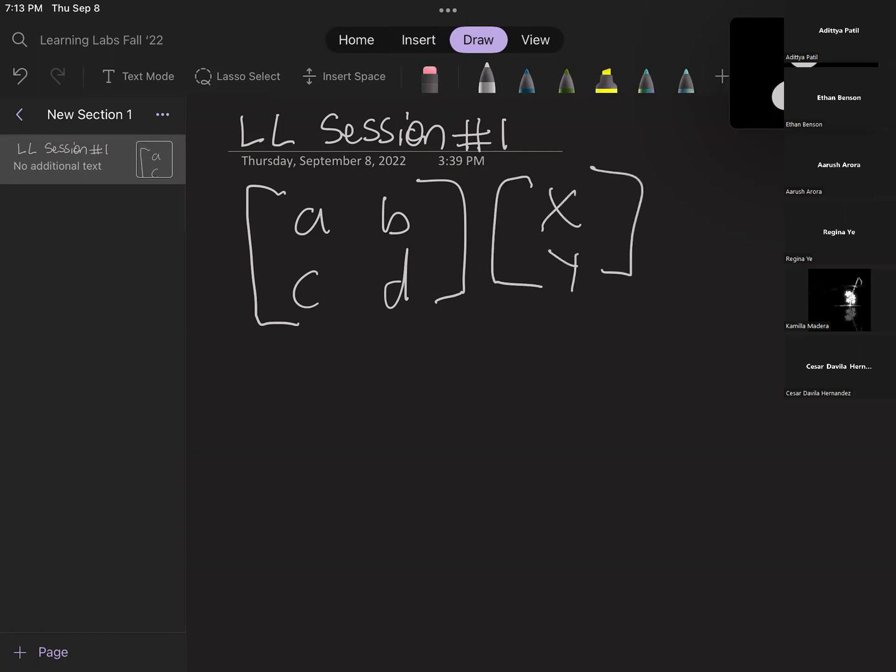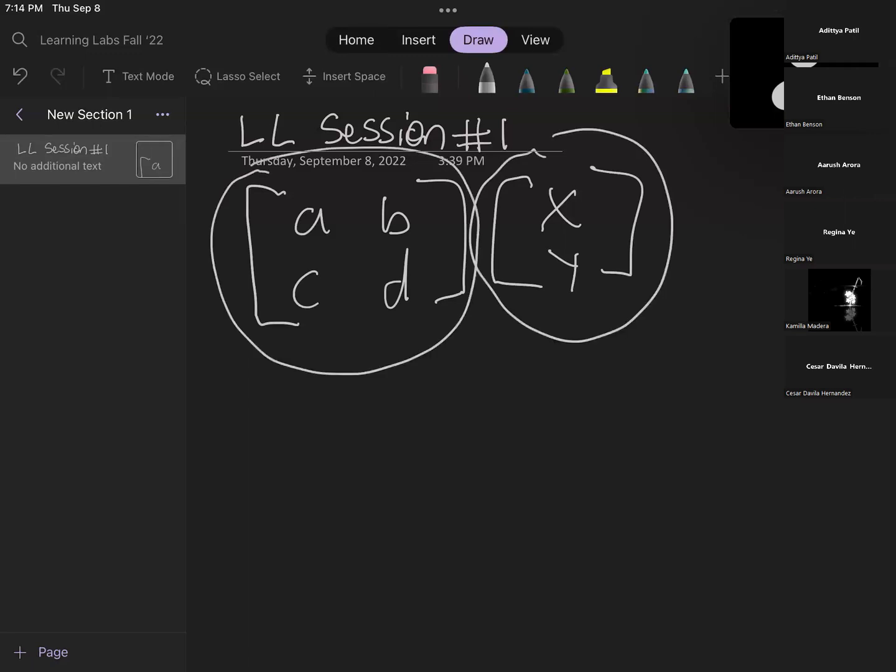Basically what we do over here is this represents one thing in quantum computing, and this will represent another, and we'll go over that shortly. So this is what's known as a quantum state.